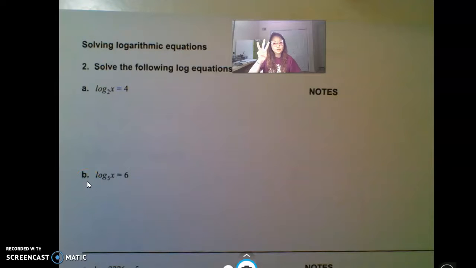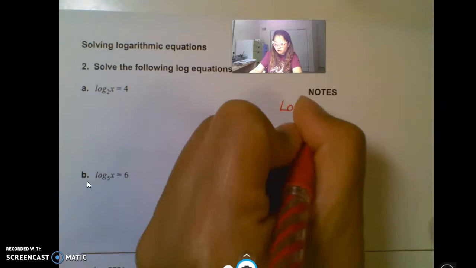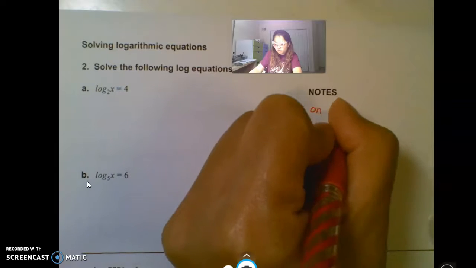Learning target 3, part 2. So, second type of solving equations. We're solving logarithmic equations. Ooh, that sounds really cool. These are the ones when you have log only on one side. So let's take a quick note. Log on one side.